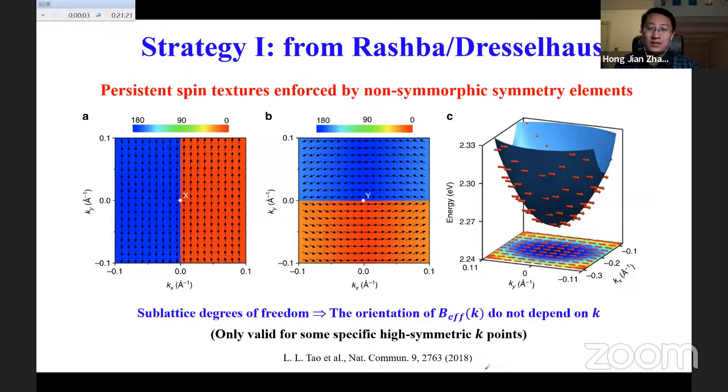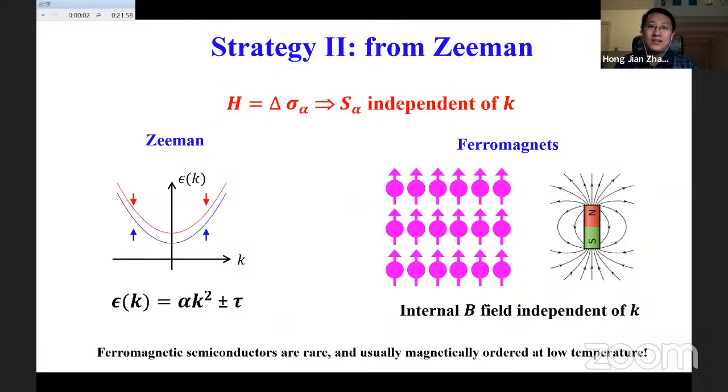Recently, there is a work focusing on the persistent spin texture in semiconductors, and in this work the authors mentioned a strategy to arrive at persistent spin texture. Typically, by employing non-symmorphic space groups, because of the existence of sublattice degree of freedom, they can arrive at an effective magnetic field whose orientation doesn't depend on K. Then the electronic spin magnetization should be aligned along a direction, K-independent. Another strategy to arrive at the persistent spin texture is from the Zeeman spin splitting.